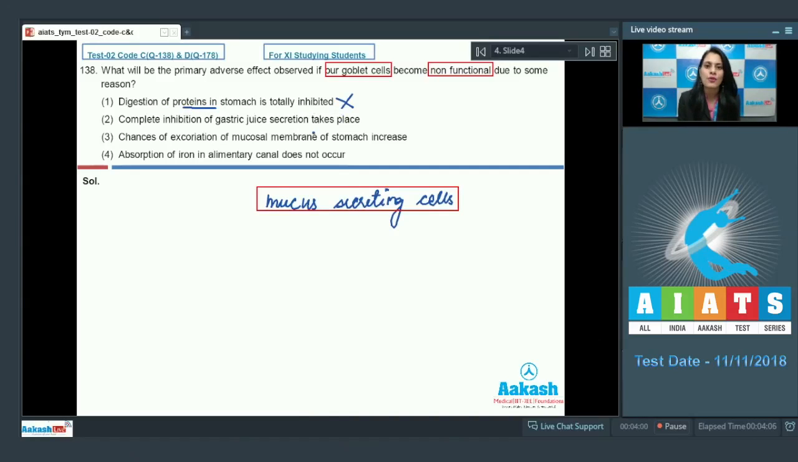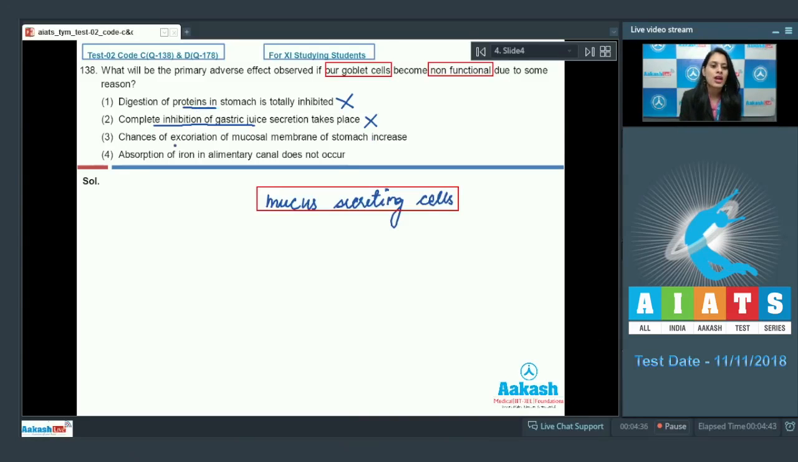And this is an incorrect option because these goblet cells have no direct role in secreting or in stimulating the gastric juice secretion. The digestion of proteins will be dependent on the presence of protein digesting enzymes or HCl, which will provide the optimum pH for the activity of these enzymes. The second option given is complete inhibition of gastric juice secretion takes place, and this is an incorrect option because these goblet cells have no role in inhibiting or stimulating these gastric juice secretions.